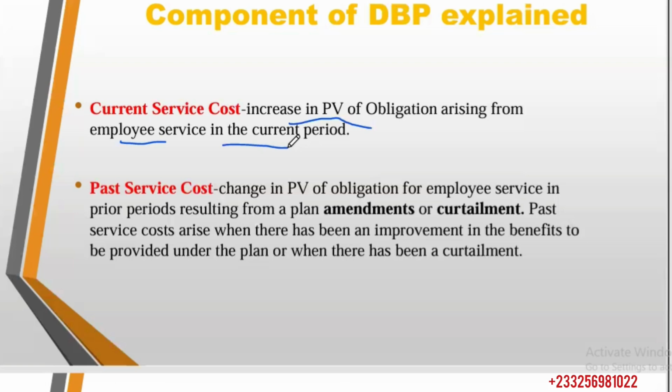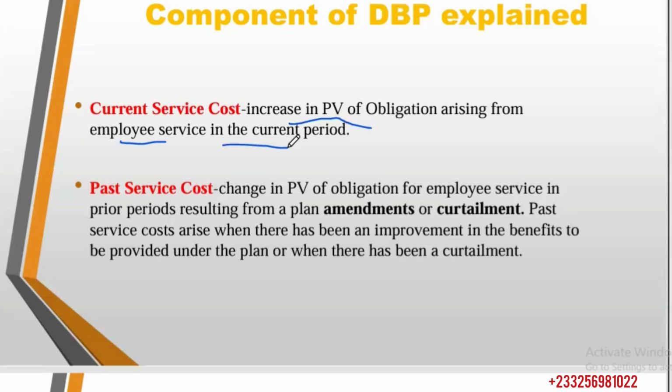So current service cost arises when employees work in the current year, and that's expected to increase their benefit in the future. That's expected to increase the amount of pension contribution, the pension amount they'll be receiving in the future. It's expected to increase because the more they work, they expect that to increase, right? So current service cost is the increase in the present value of the obligation arising from the employees rendering service in the current period.